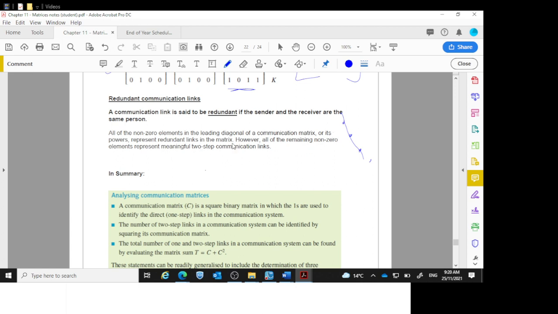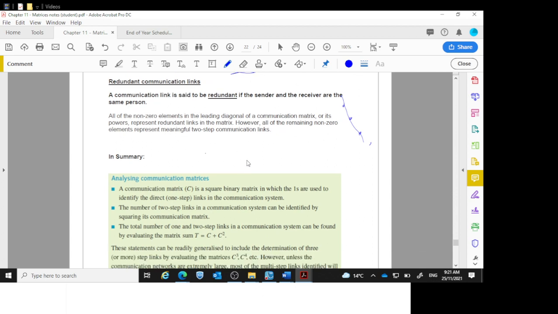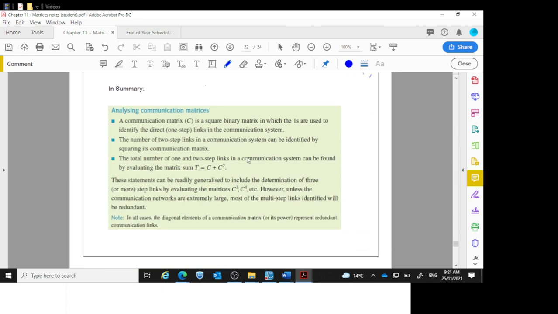All of the non-zero elements in the leading diagonal of the communication matrix or its powers represent redundant meanings in the matrix. However, all the remaining non-zero elements represent meaningful two-step communication. So here's the summary. We can get our total by adding our one-step and our two-step communication links. If we wanted more steps, like three-step communication, we can cube the matrix. Four-step communication, we can do that with the matrix to the power of 4.